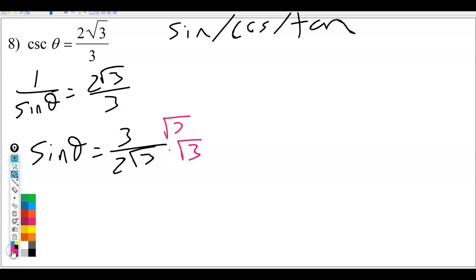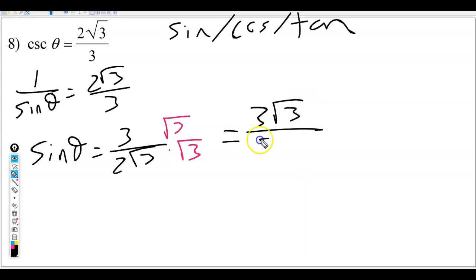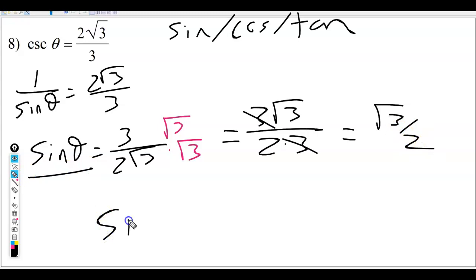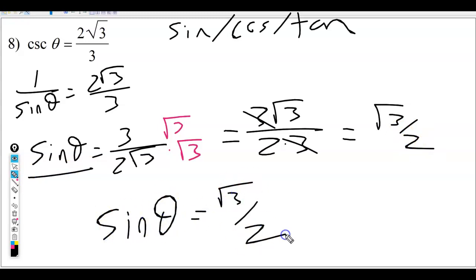And when you do that, you get on the top 3 square root of 3, and on the bottom you get 2 times 3, because the square root of 3 times the square root of 3 is just 3. Those cancel, and we're left with this. So to write this a little more simply, we have sine theta equals radical 3 over 2.